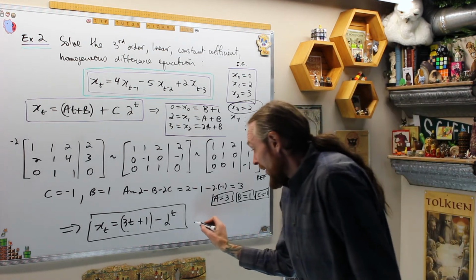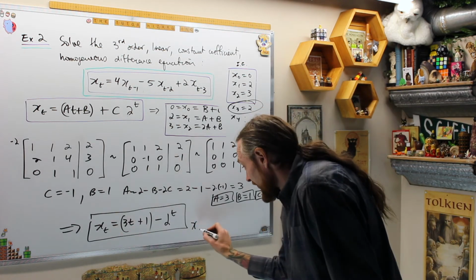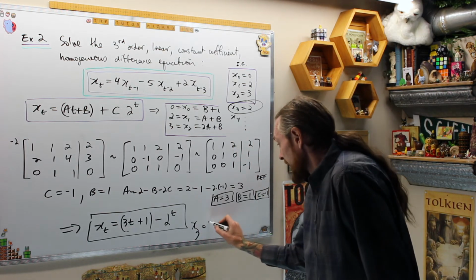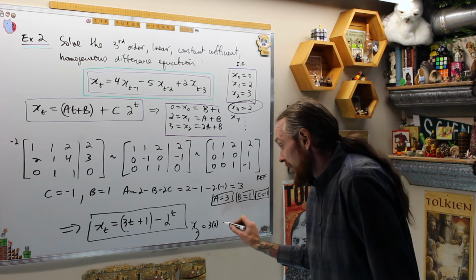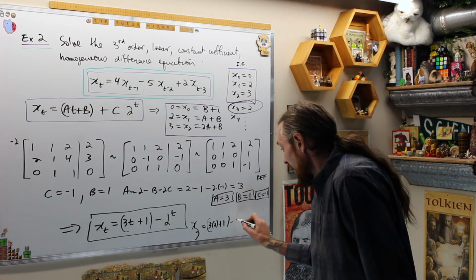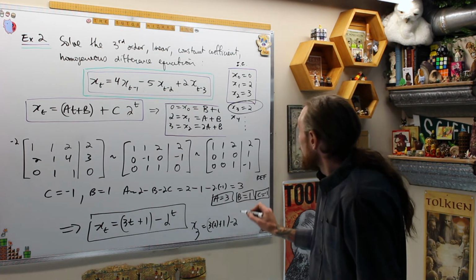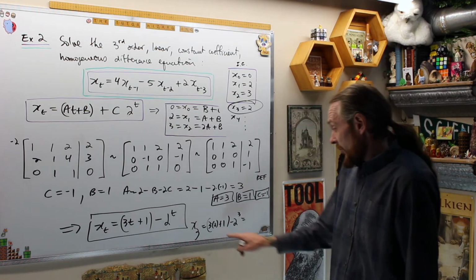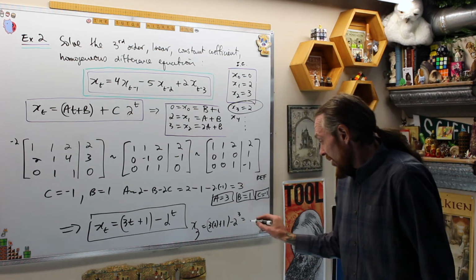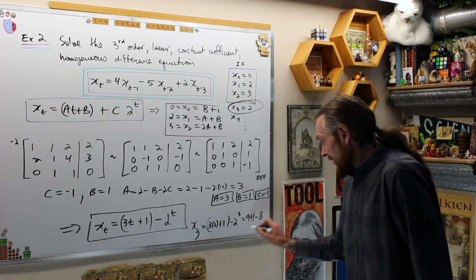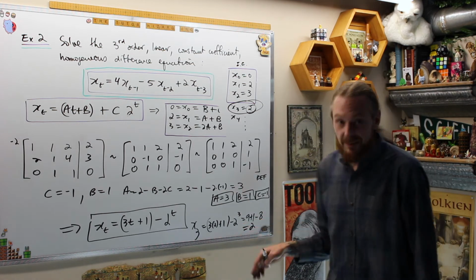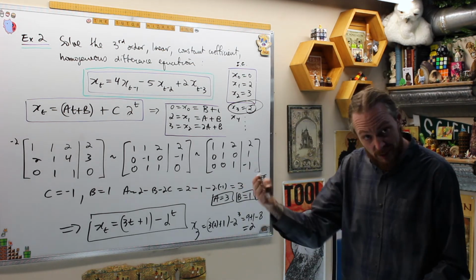Using our now closed form, X3 we're computing is going to be 3 times 3 plus 1 minus 2 to the 3, which is going to be, what did we get? 9 plus 1 minus 8, which is 2. Oh, we got the same number. So if you're still suspicious, calculate a couple more. You should get the same numbers.